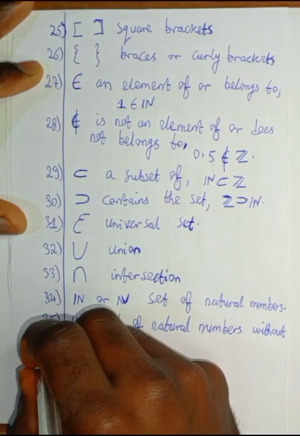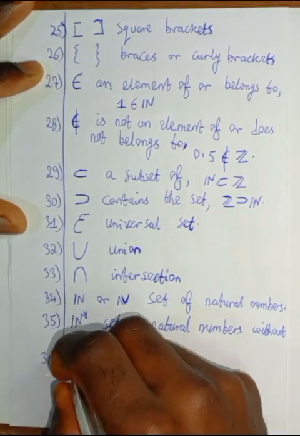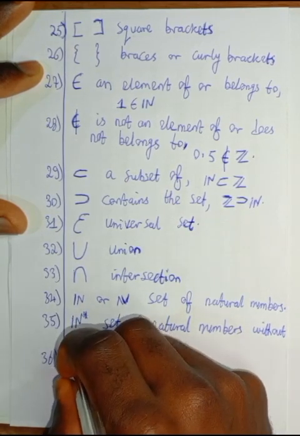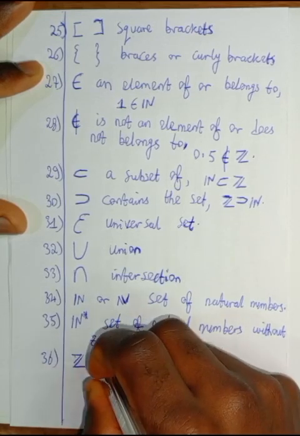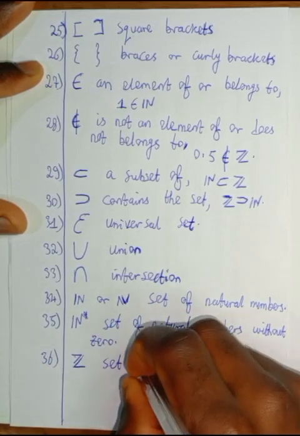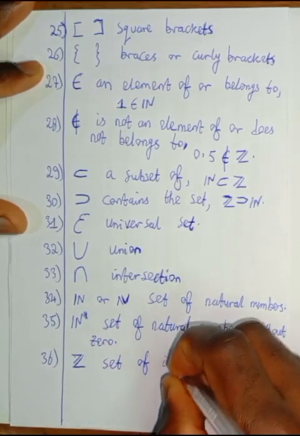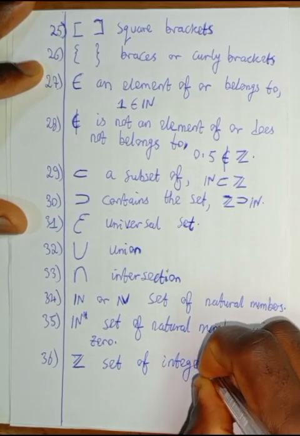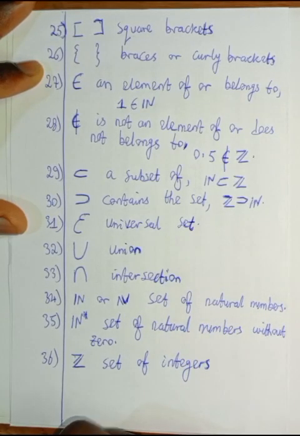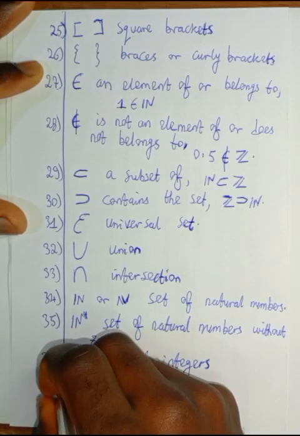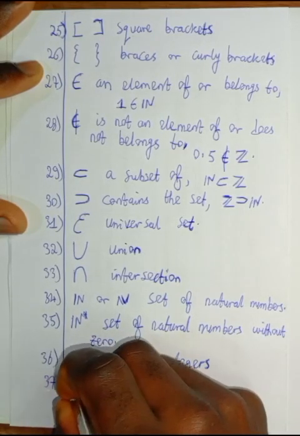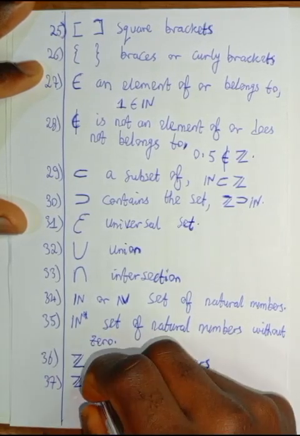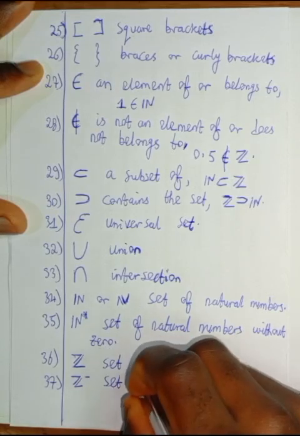The next, we go to 36. We have Z as such, which stands for the set of integers. It's the set of natural numbers and their negative counterparts. We go to 37. We have Z minus, which stands for the set of negative integers.